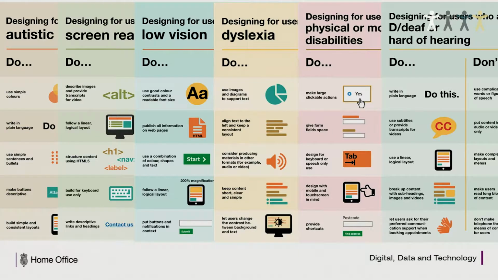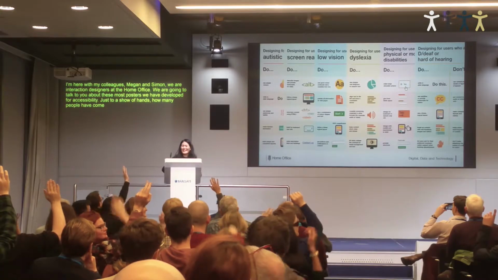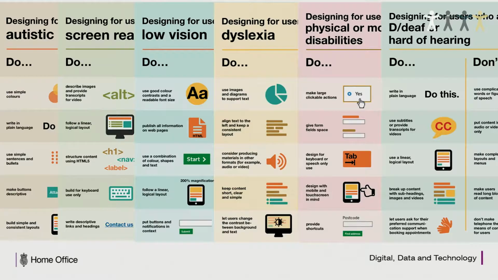Just a show of hands, how many people have heard of them or come across them? Oh, wow, okay. So just to summarize, they're a series of 6 posters that each promote good design guidance for different users in our community. So users on the autistic spectrum, users of screen readers, those with low vision, dyslexics, users with physical and motor disabilities, and users who are deaf and hard of hearing.